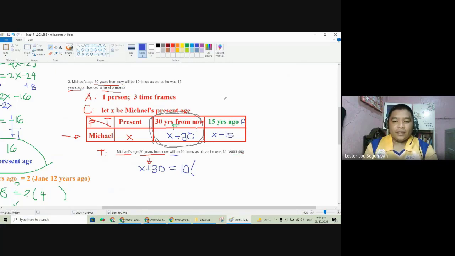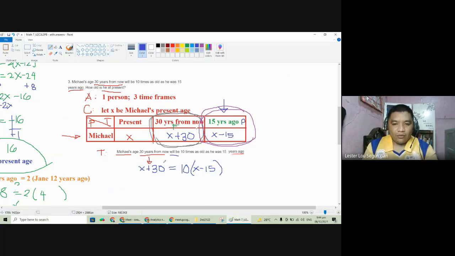Okay, 15 years ago is this area here. So we are going to use this now. And his age 15 years ago was x minus 15. Before we proceed to the next step, let me specify it again: Michael's age, only one person. No need to worry about the other table.